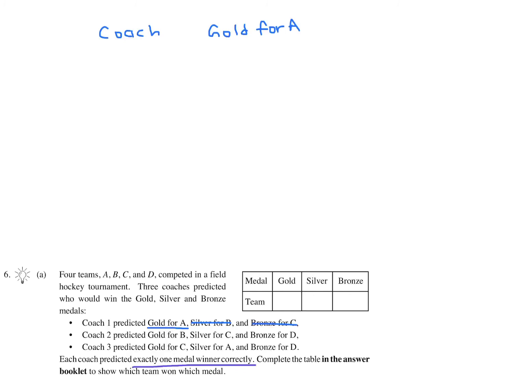All right? So let's go to Coach 2. Coach 2, he has to be wrong about gold because gold is for A. Gold can't be for B. And how about silver for C, bronze for D? Well, let's say Coach 2 says that silver for C. That's his accurate prediction. Okay? So that's his right one. Now, he can't be right about the bronze one because he can only be right about one.